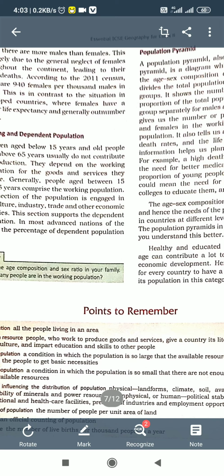Now student, I think you have understood the population chapter. Today I have completed this chapter. I will send you exercises on your app. So please listen to this video carefully and make short notes in your notebook. I will check your copy. Have a nice day, student.